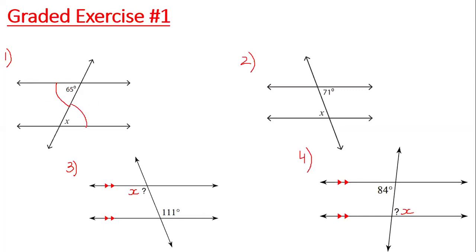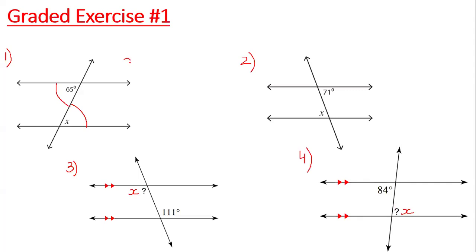Our goal is to figure out what X is. In this case, what would you say X is? 65. X is equal to what? X is 65 degrees.